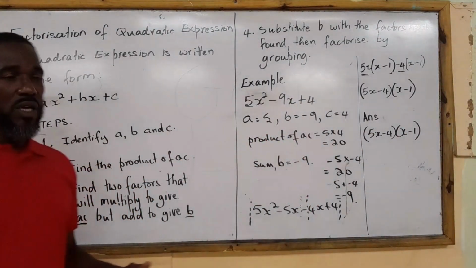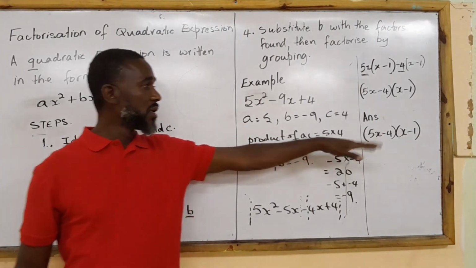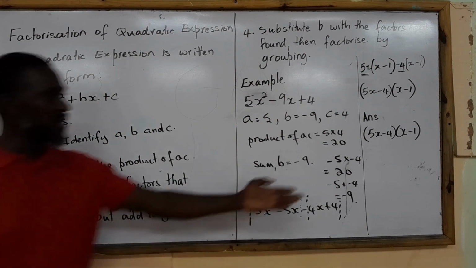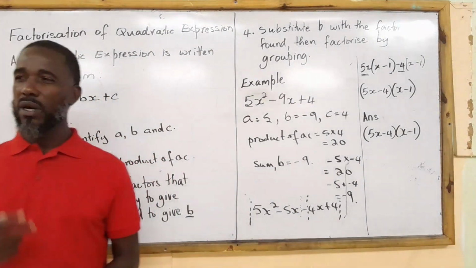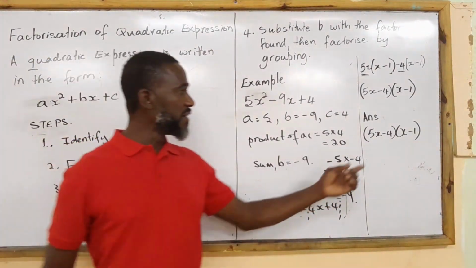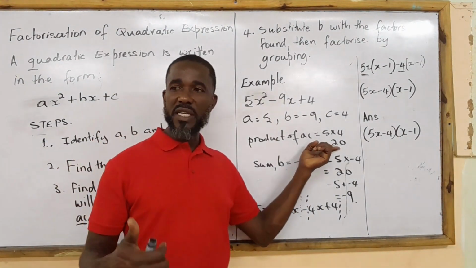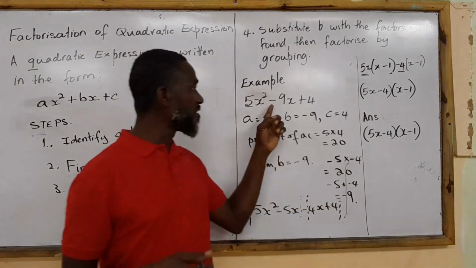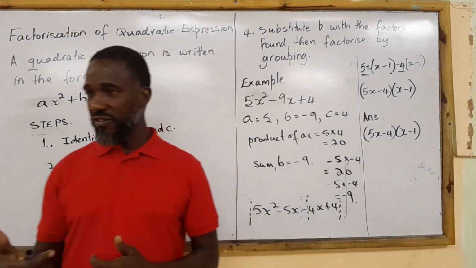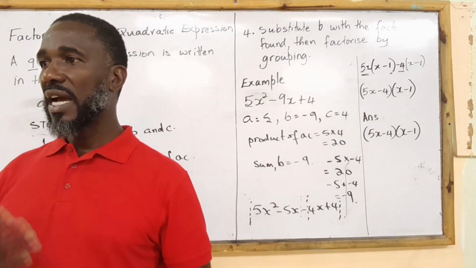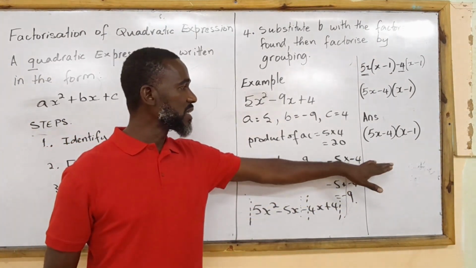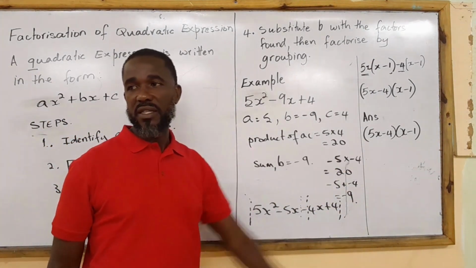So basically, once we follow these basic principles, these steps to factorize, then we will always arrive at the right answer. What we ought to remember though is that if ac is positive, it means that both factors will have the same sign, and it will be the sign of b, and if ac is negative, one factor will be positive and the other negative. And basically once we follow that concept, then we would have arrived at our right answer.